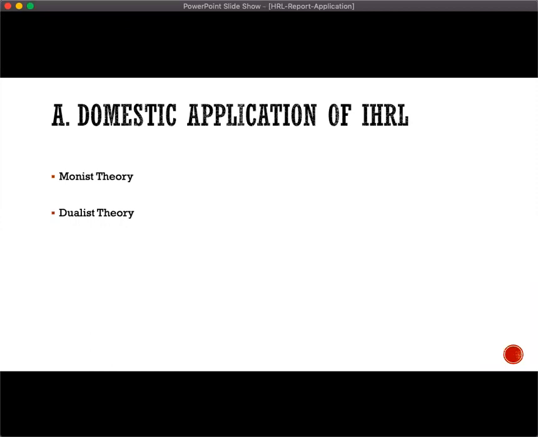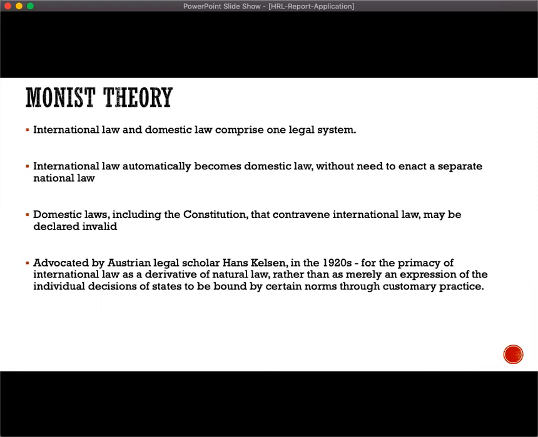So there are two prevailing theories in the application of international human rights law: the monist theory and the dualist theory. For the monist theory, it means that international law and domestic law comprise one legal system. International law automatically becomes domestic law without the need to enact a separate national law. Domestic laws, including the Constitution, that contravene international law may be declared invalid.